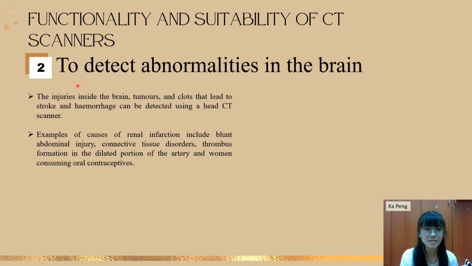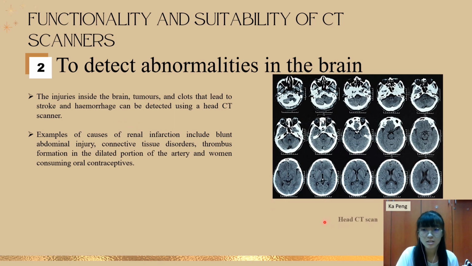Secondly, CT scanner can detect abnormalities in the brain. The injuries inside the brain, tumors and fluids that lead to stroke and hemorrhage can be detected using a head CT scanner. So here the picture you can see is the picture of head CT scan.